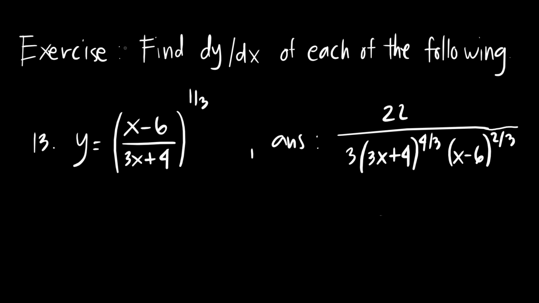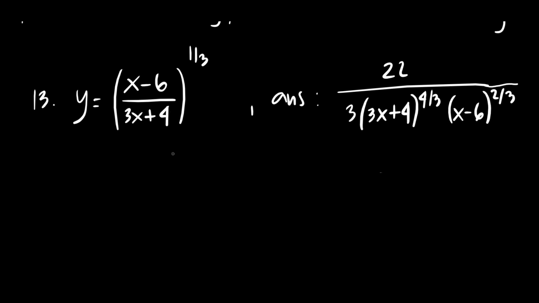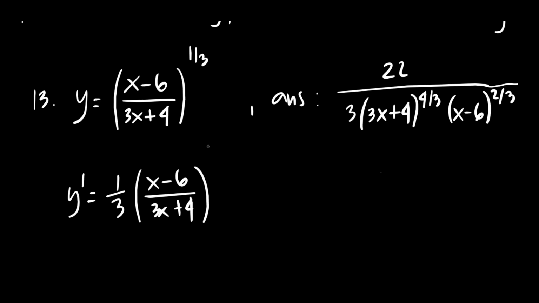So for this exercise, find dy over dx of each of the following. For number 13, we have y equals (x minus 6) all over (3x plus 4), raised to the power of 1/3. First, y prime is just equals to bring down 1/3, and just copy the inside, (x minus 6) all over (3x plus 4), raised to 1/3 minus 1, right?